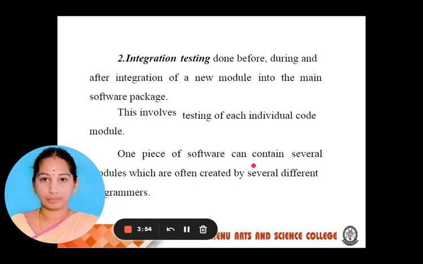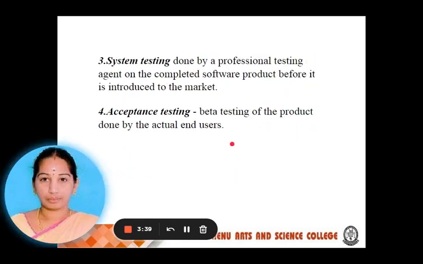One piece of software can contain several modules which are often created by different programmers. So it is mainly focused on determining the correctness of interfaces. We call it integration testing. And then the next one is system testing. It is done by a professional testing agent on a completed software product before it is introduced to the market.